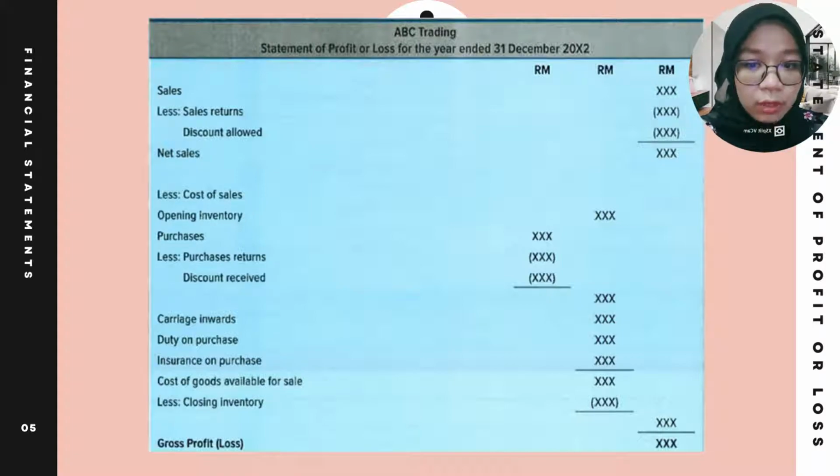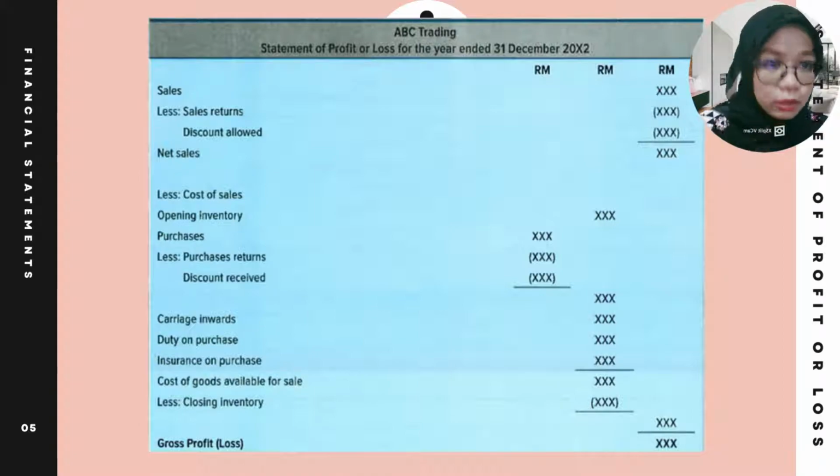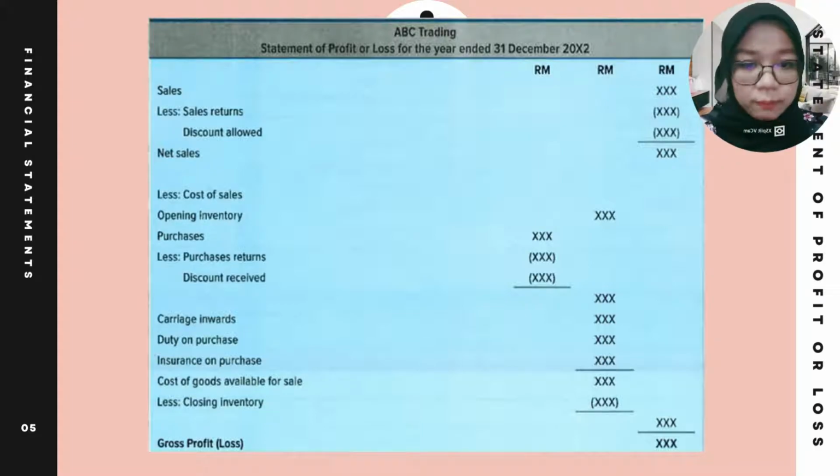We will get cost of goods available for sale, and then minus closing inventory or balance c/d for the inventory to get the total cost of sales or cost of goods sold here. And then net sales minus cost of sales, we will get gross profit or gross loss. This is the first section of your statement of profit or loss.